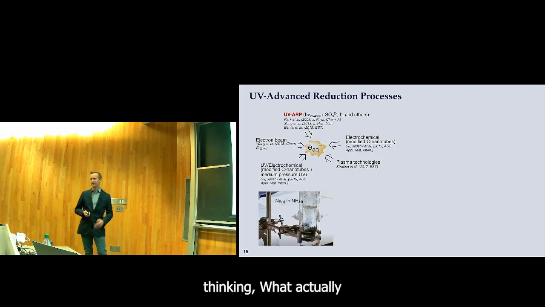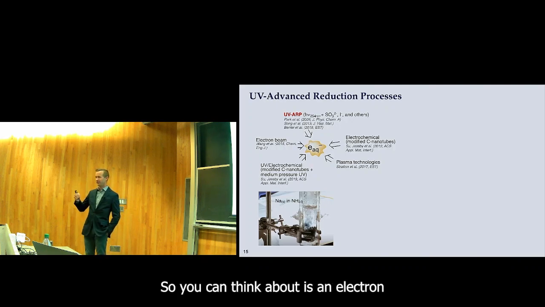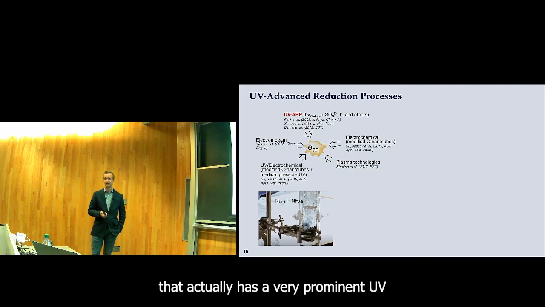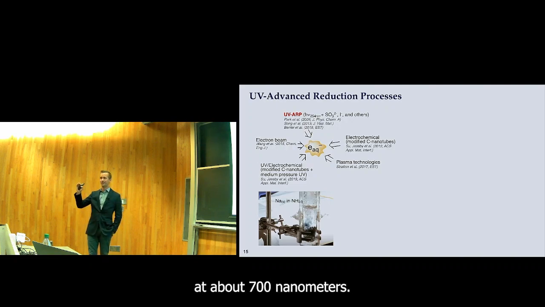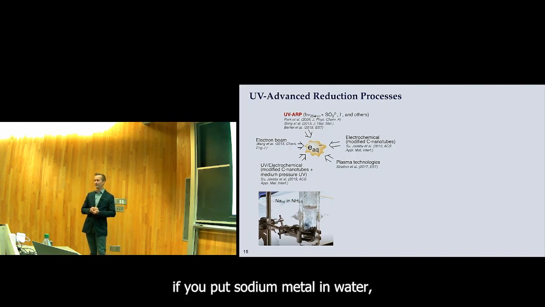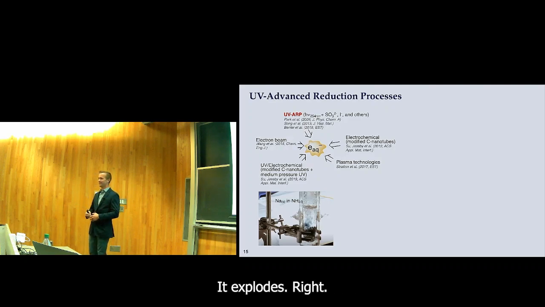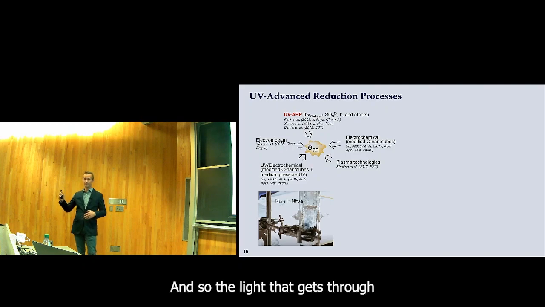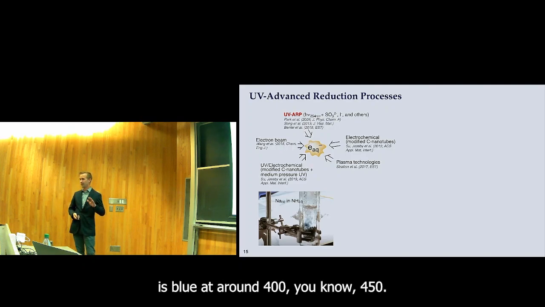Again, you might be thinking, well, what does that mean? What is an aqueous electron? You can think about it as an electron surrounded or hydrated by water molecules. And it actually has a very prominent UV-visible absorption spectrum with a peak at about 700 nanometers. If we remember back in general chemistry, if you put sodium metal in water, what happens? It explodes, right? If you put sodium in liquid ammonia, it doesn't, and you can actually see the blue color coming from that electron off of sodium. It absorbs prominently at about 700 nanometers, and so the light that gets through is blue, at around 450.